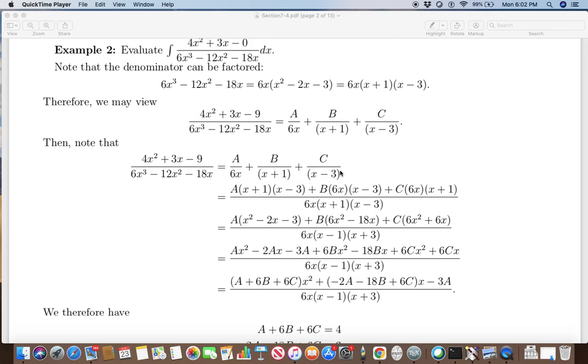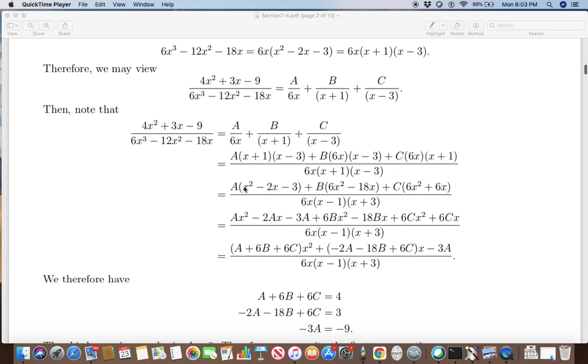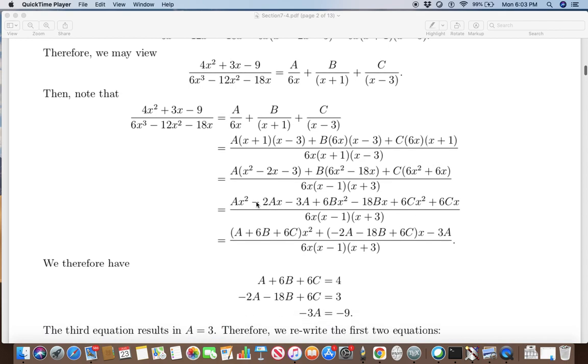And this, how do we add fractions? Well, you multiply a times the missing pieces plus b times the missing pieces plus c times the missing pieces. Now multiply it out. x plus 1 times x minus 3 is this. 6x times x minus 3 is this. 6x times x plus 1 is this. Now multiply, that is distribute the a inside. Likewise b inside, keep track of signs. Likewise c inside. Now combine like terms.